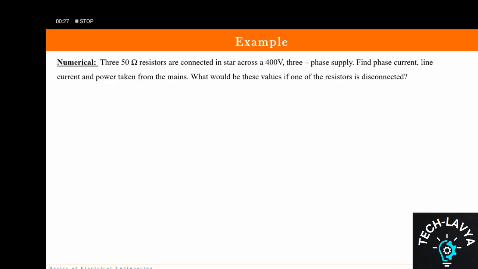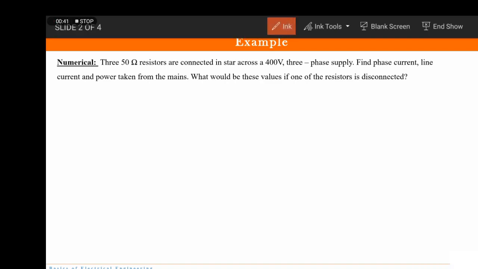Now the first numerical for today's class says that 50 ohm resistors are connected in star across a 400 volt three-phase supply. Okay, fine. So first what we will do is we will draw a three-phase supply with 50 ohms resistors connected in star fashion. Okay, so this is how it is to be drawn. This is 50 and balance load, correct?